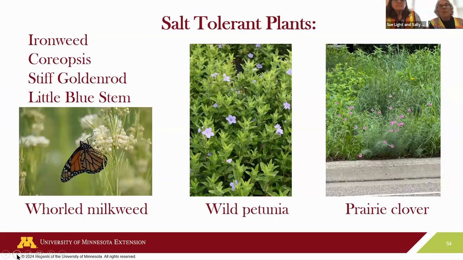We noticed by their movement that some plants are fairly tolerant of road salt, because we have a lot of road salt on the roadside. Some of the examples are pictured here: the whorled milkweed, wild petunia, and prairie clover. And also we have ironweed, coreopsis, and stiff goldenrod that find their way to the roadside.